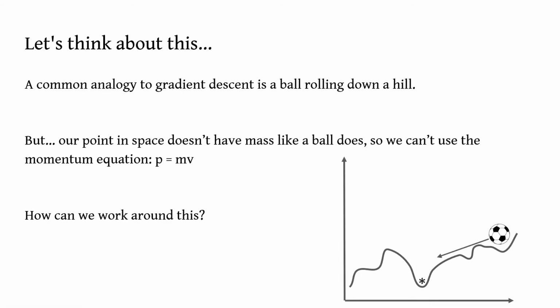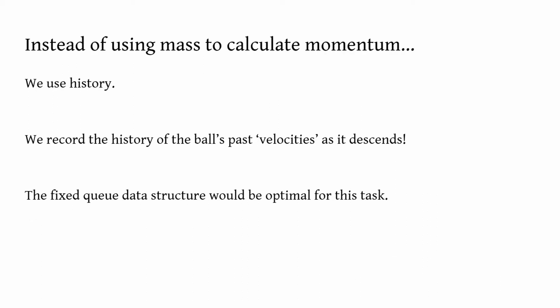So a common analogy to gradient descent is a ball rolling down a hill. And I think this is not only a common analogy, but it's a decent analogy, especially for someone who's trying to visualize what gradient descent actually is like. The problem is that a point in space doesn't have mass like a ball does. So you can't simply use the standard momentum equation, mass times velocity, because there is no mass. So the question now arises, how do we actually work around this?